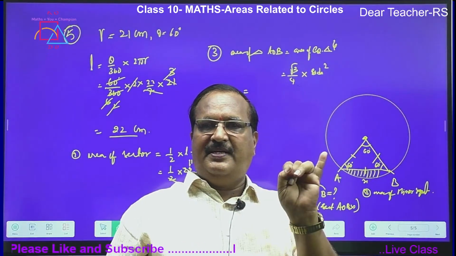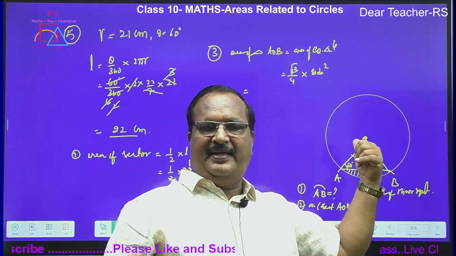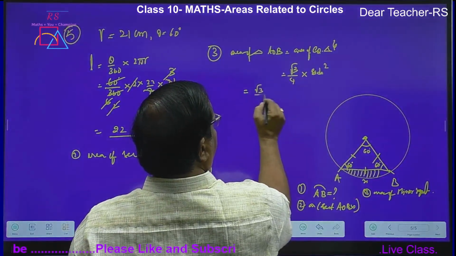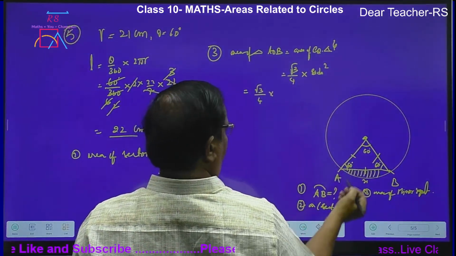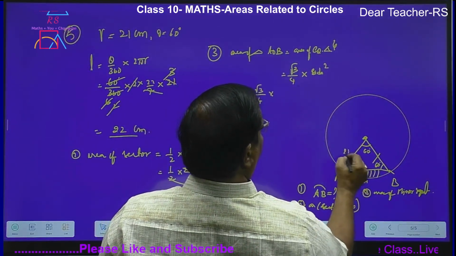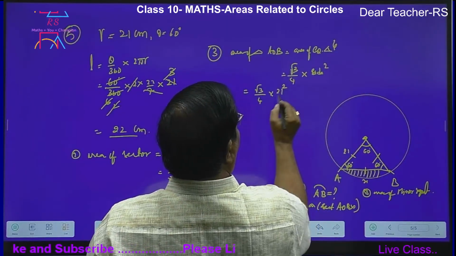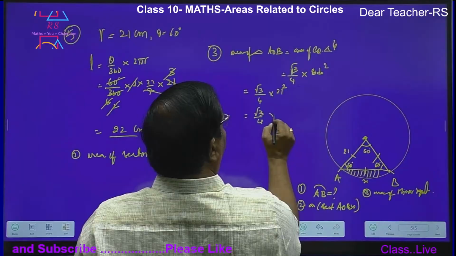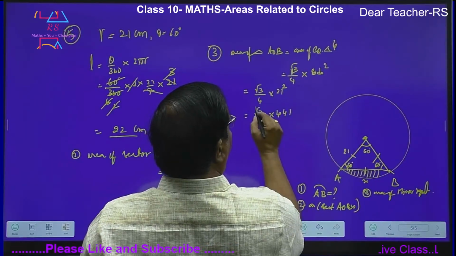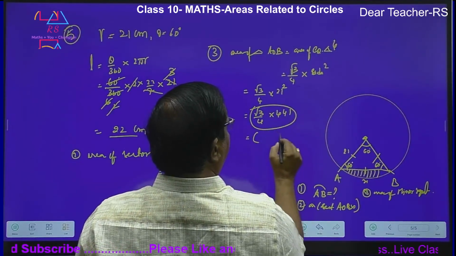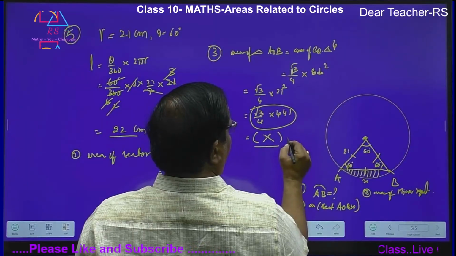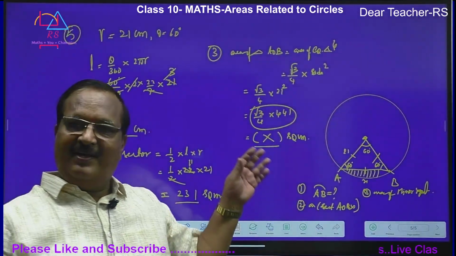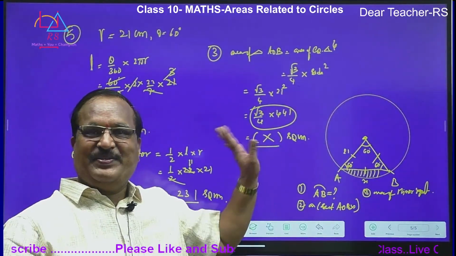First case is already done. Now we are doing the second case. Root 3 by 4 into side, and the side is the radius, so it is 21 square. 21 into 21, so root 3 by 4 into 441. You simplify this, let us say it is x square centimeters. I am not giving the answer, you do it.